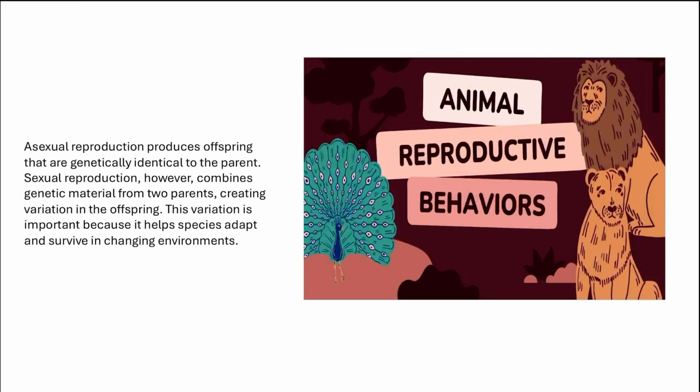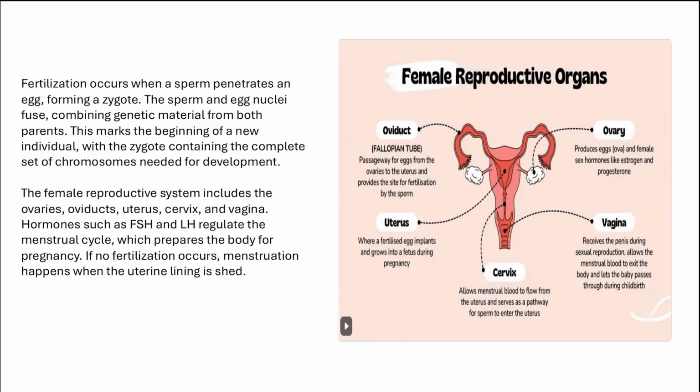Now, going into the female reproductive organs, we have the oviduct, which is the fallopian tubes. The fallopian tubes are the passageway of the eggs from the ovaries to the uterus, and this provides the site of fertilization by the sperm. So when the sperm enters the vagina, the sperm goes through the fallopian tubes, allowing fertilization to happen in the ovary. Then we have the uterus, where a fertilized egg implants and grows into the fetus during pregnancy.